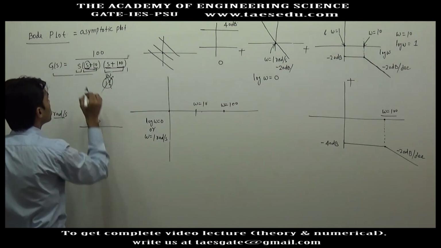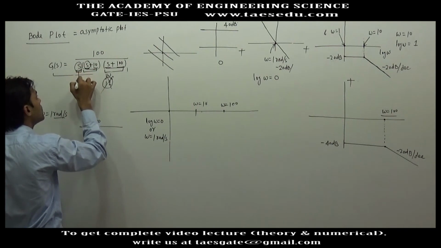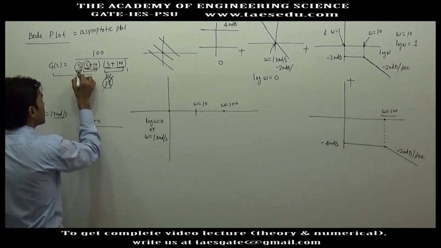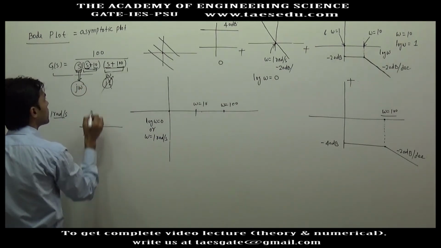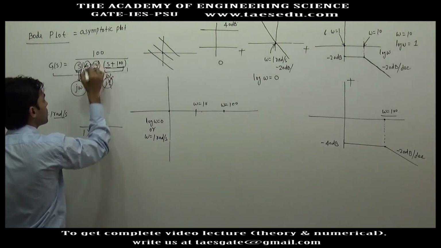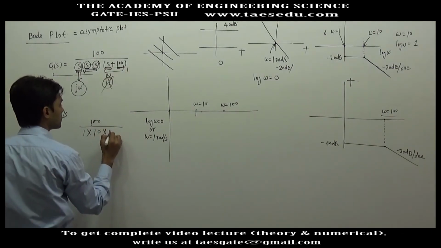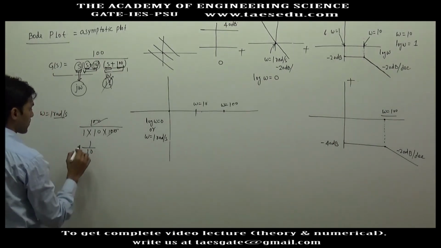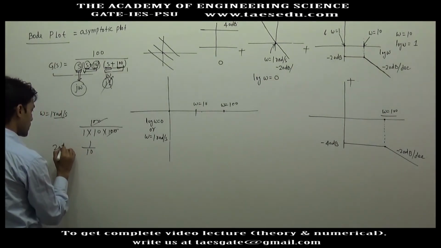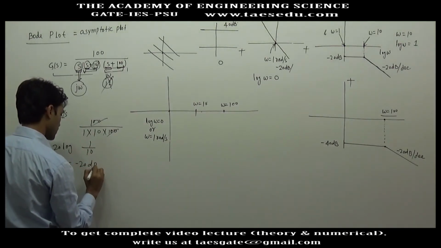So what you will get? 100 divided by j omega, but there is no addition term, so you don't need to apply any approximation. This is j omega and the magnitude will give you 1. Here this is neglected, you will get 10. Here this is neglected, you will get 100. So you got a magnitude of 1 upon 10, but you have to take 20 log of this, and you will get minus 20 dB.